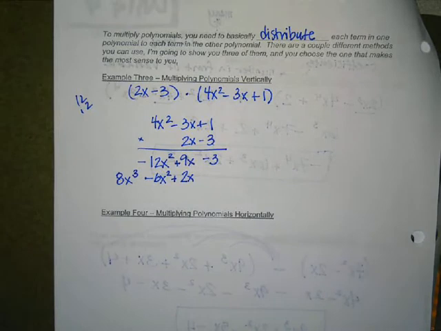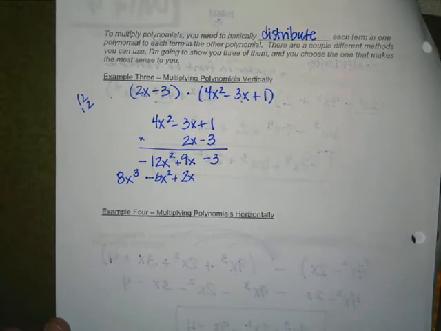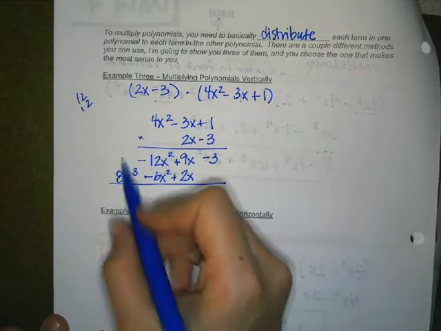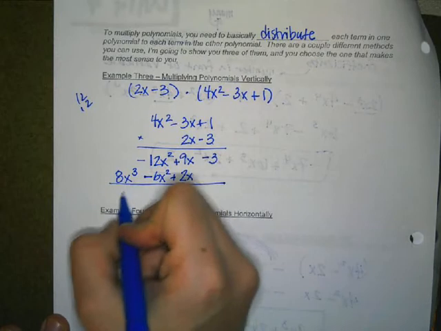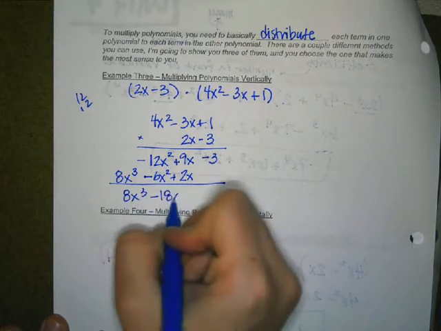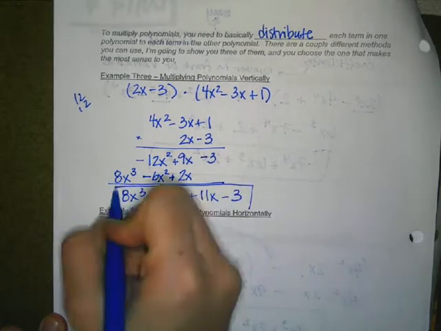What? Add, yeah. Notice that when you do that problem like you would do multiplying double-digit numbers or triple-digit numbers together, you just add the columns, and that basically adds your like terms. So we have 8x cubed minus 18x squared plus 11x minus 3.